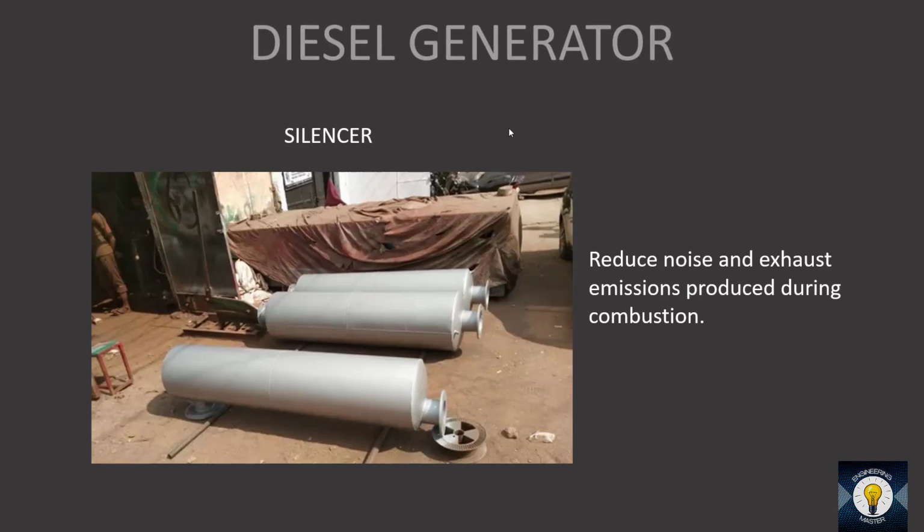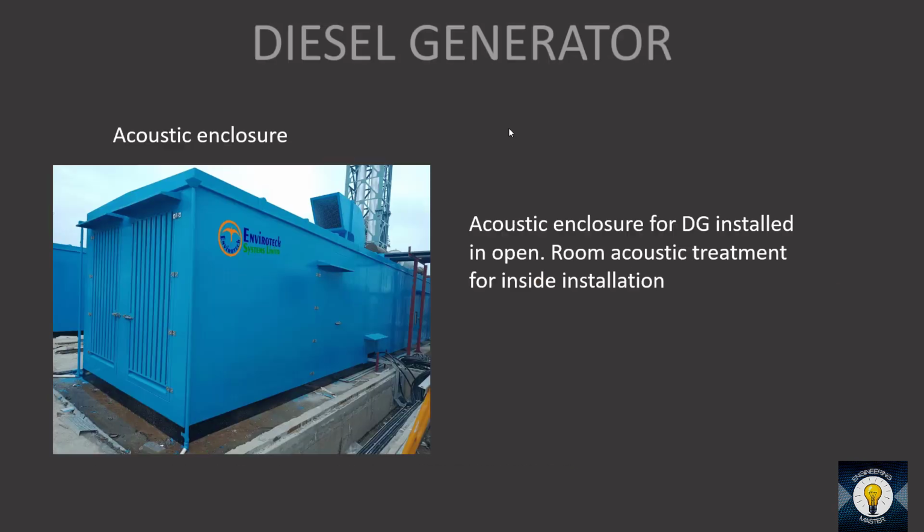Then due to the working of generator, there will be excessive noise produced. Silencer is used to reduce this noise. Silencer is attached to a pipe, this is called flue pipe, and an expansion bellow is used to couple the silencer to the engine. Apart from the silencer, if the DG is installed outside, then there is an acoustic enclosure used to reduce the noise levels.